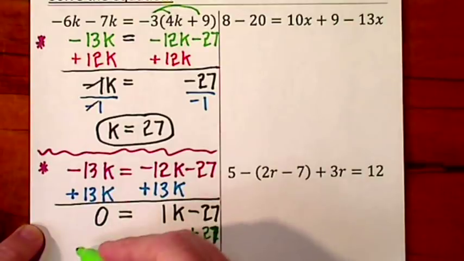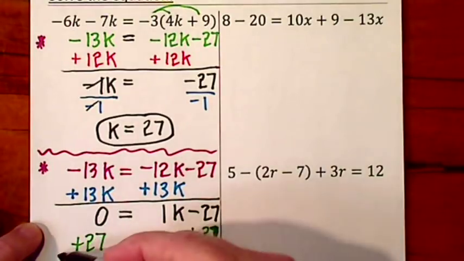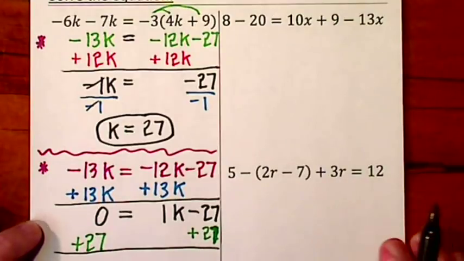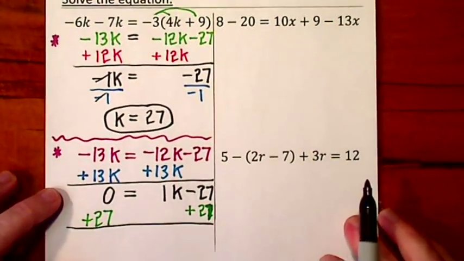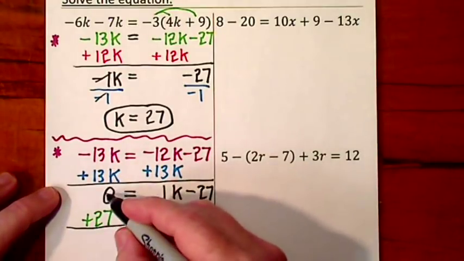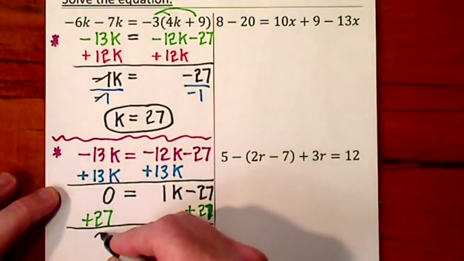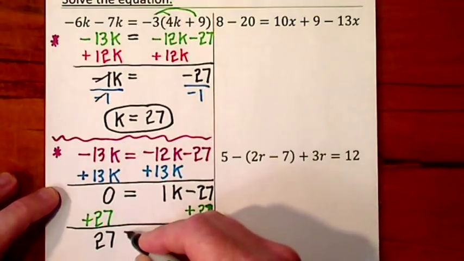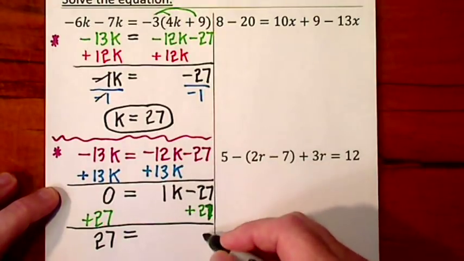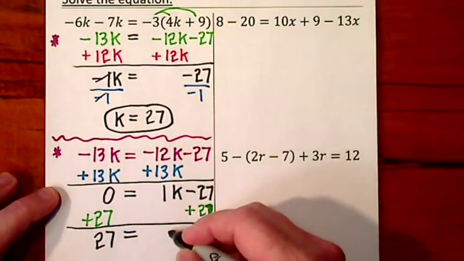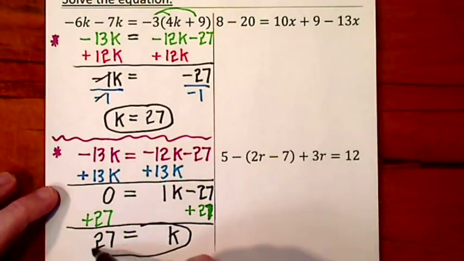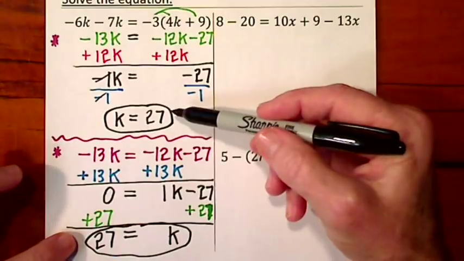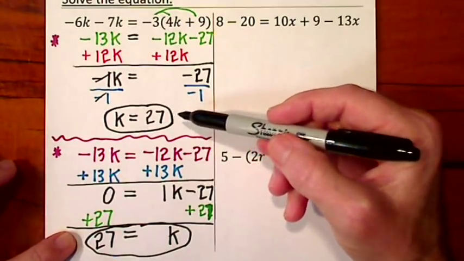And you come to the other side of the equal and you put a positive 27. Then you draw a line. Over here, 0, positive 27, well, that leaves you with 27. And over here, that zeroes out, I don't have to write it, and I have k. So notice I get the same answer.